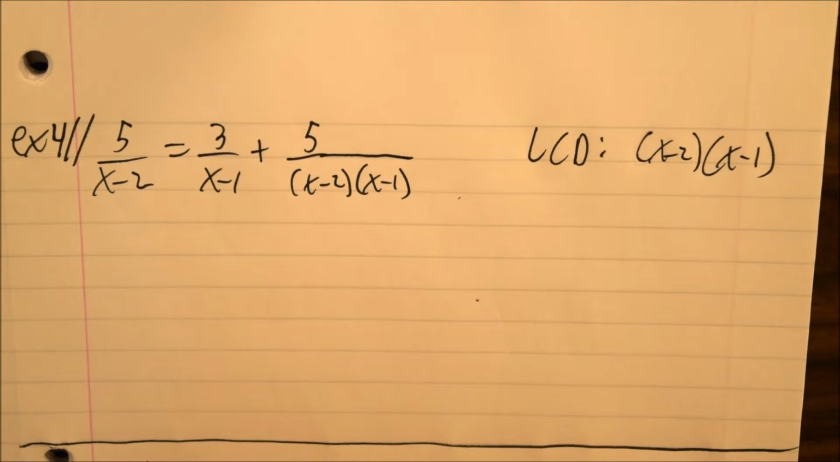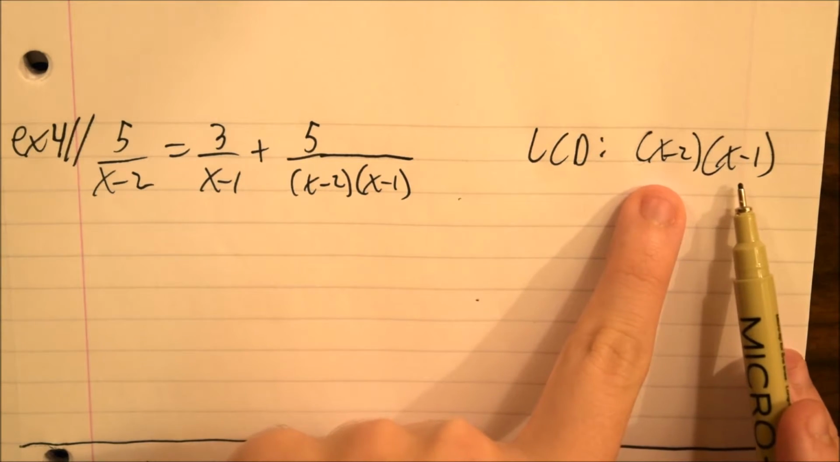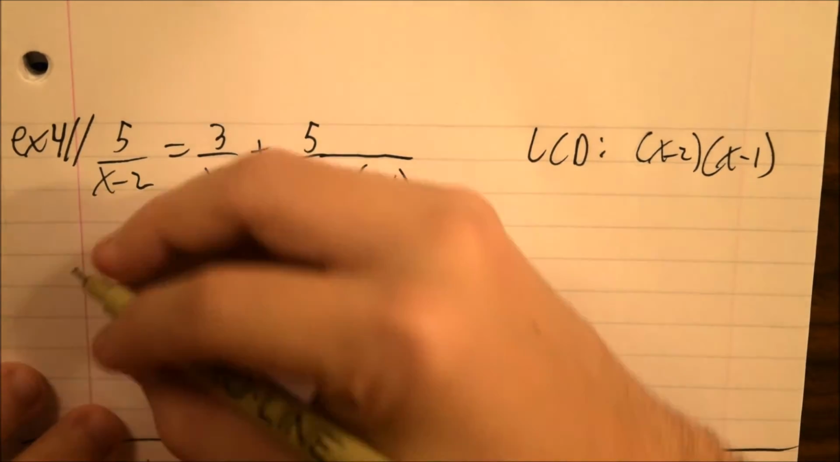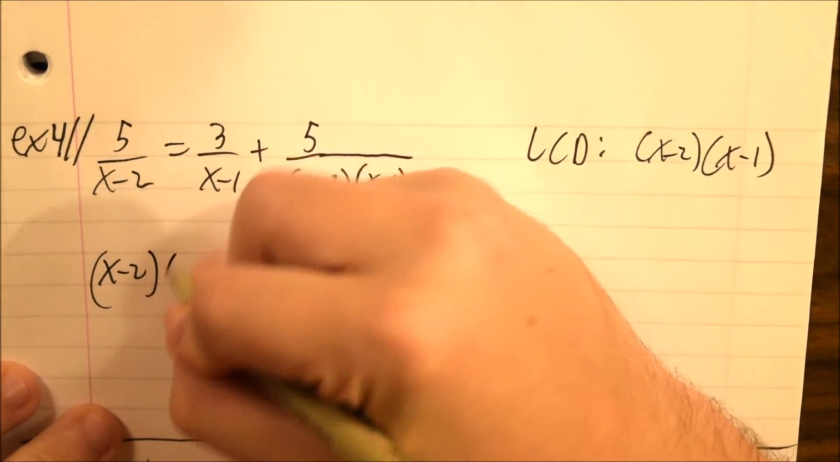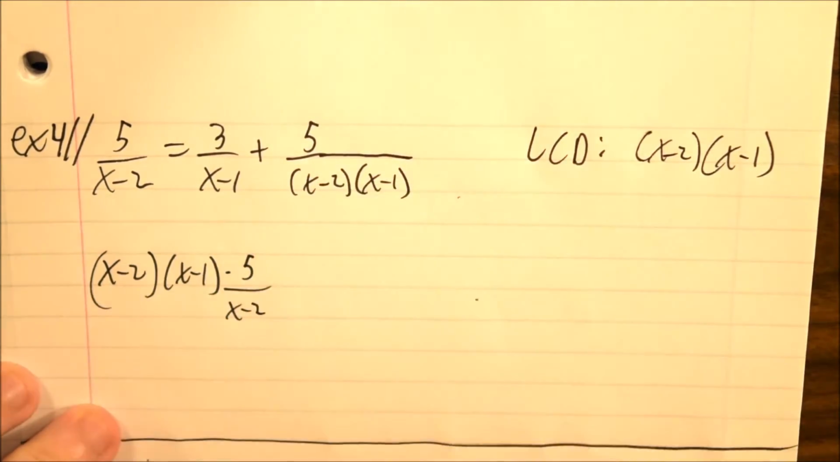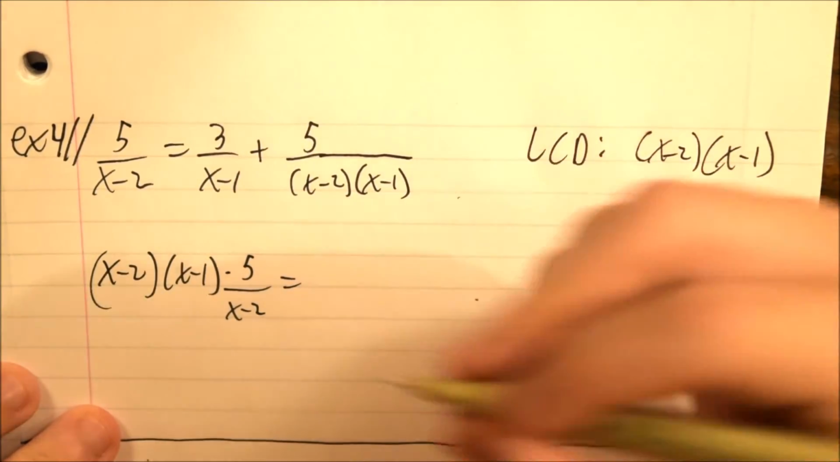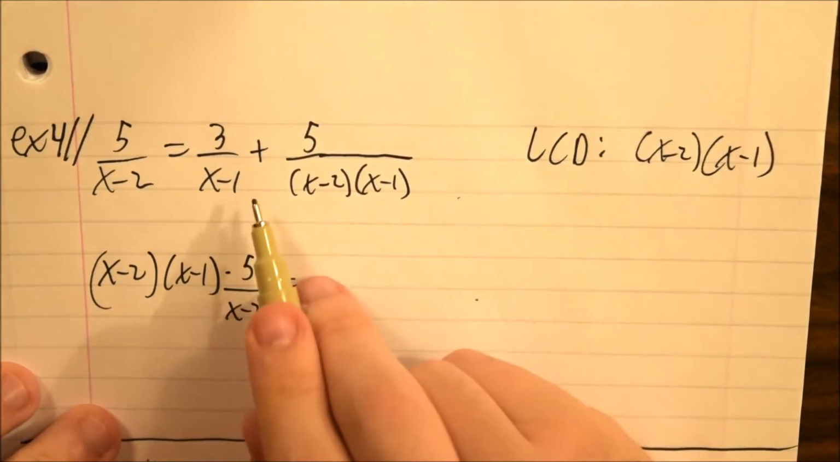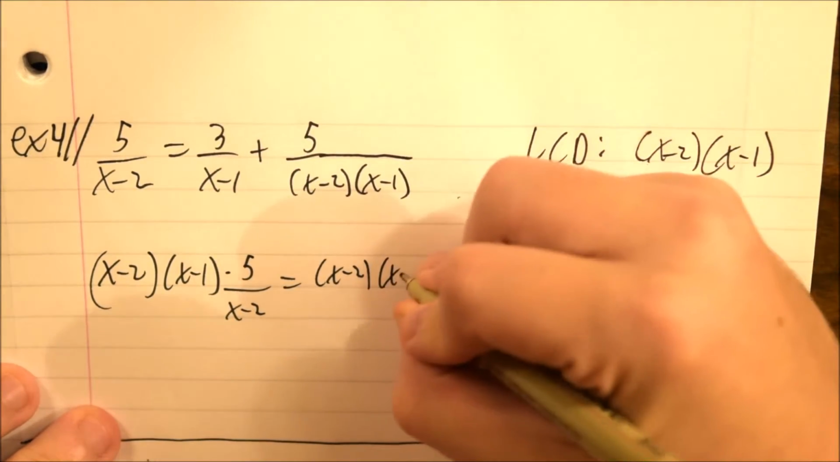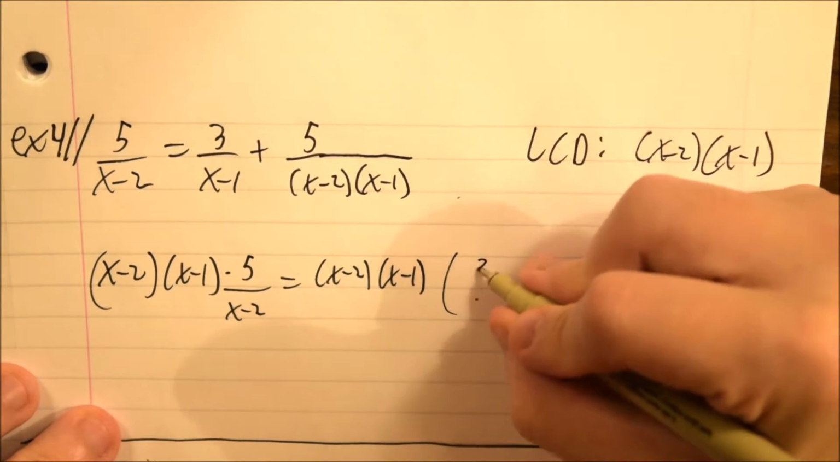And just like any other problem with fractions, I'm going to multiply both sides of the equation by the LCD to get rid of these fractions. Fractions are ugly, everybody hates them, let's get rid of them and solve. Okay, so I multiply the left hand side first. So I've got x minus 2 times x minus 1 times 5 over x minus 2 equal to, now the LCD multiplied by the entire right hand side.